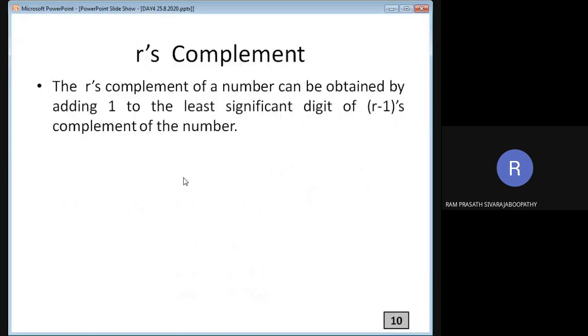Fine. Next, r's complement. Okay, so can you tell me what is r's complement of a decimal number?